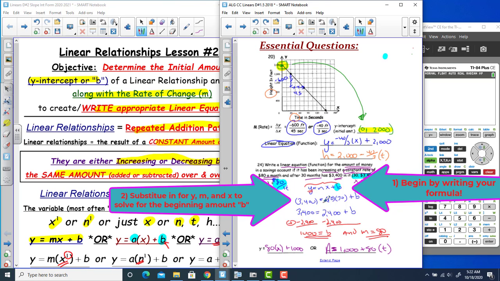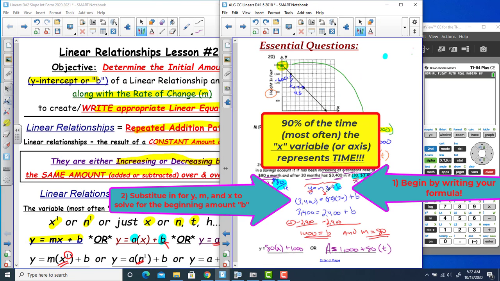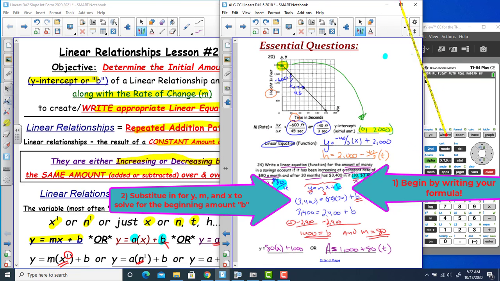We know that the rate of change is 80. That's what it's going up by over and over again. And we also know that it has gone up for 30 months. So we put that in place of x. 90% of the time, the x variable is representing time. We just don't know where this account started at b, the beginning of the initial amount.